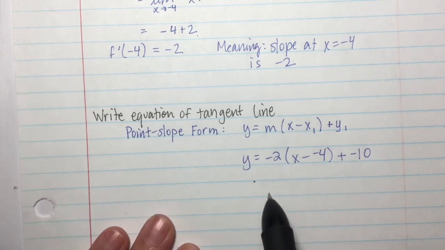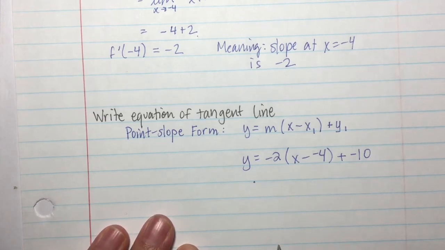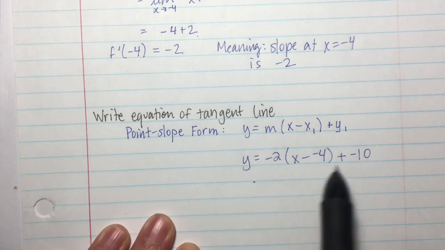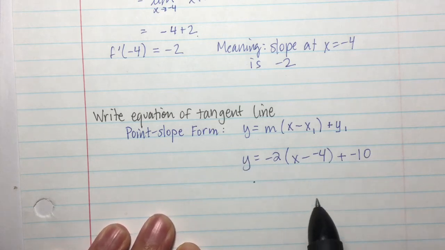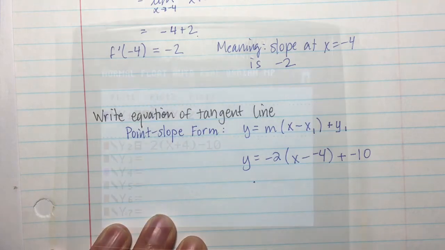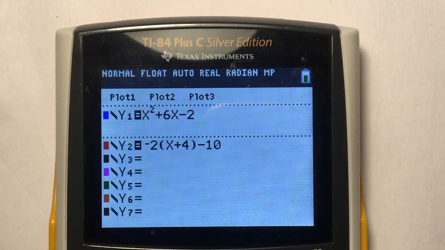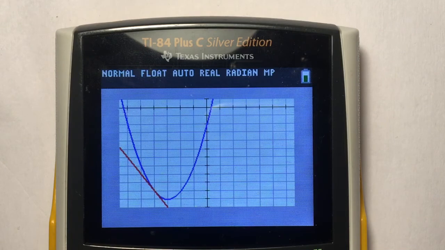And then the next thing we should do is graph our original function, graph our tangent line, and verify that we have a tangent line at x equals negative 4. Okay, so I have my original equation in y1. I have my tangent line in y2. I've already set a good window for it. So we can look at this and it looks like we have a tangent line. If I hit trace and go to negative 4, in y1 I have negative 10 for y. If I arrow down to y2, I still have negative 10.